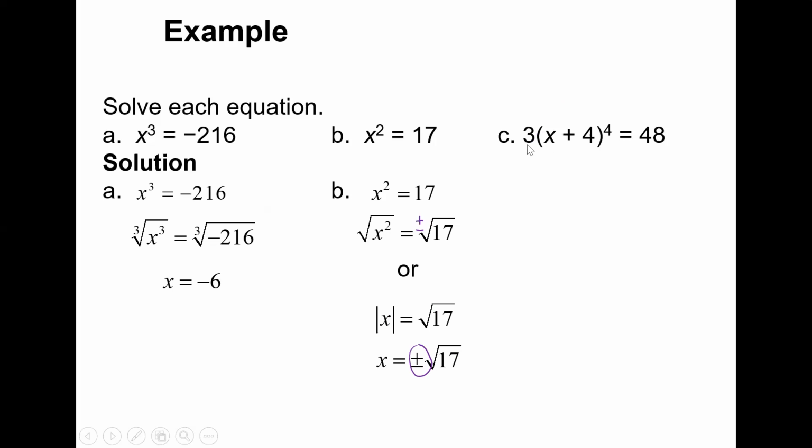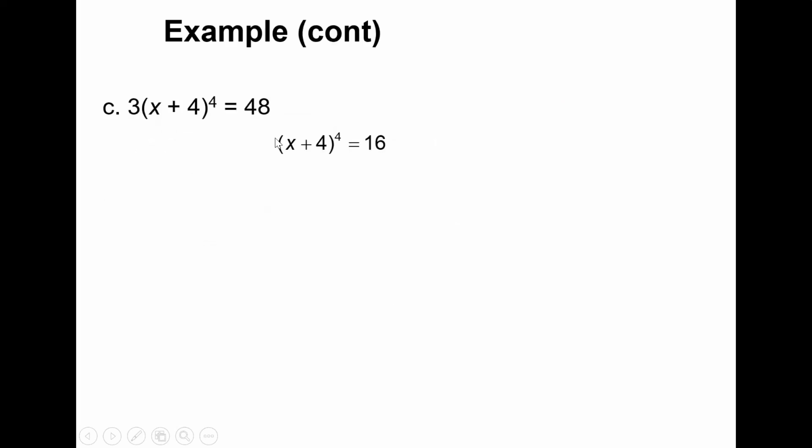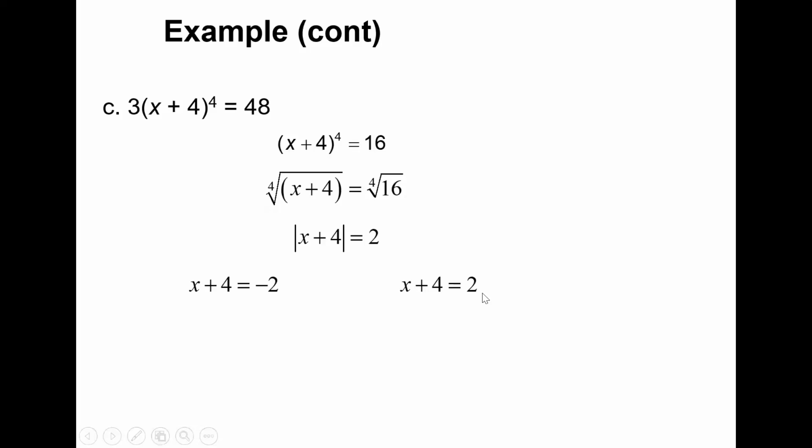Now this one, we're going to have to solve for the left side first with just the fourth root. So we're going to divide everything by 3. Now we're going to take the fourth root of both sides. Since this is an even, we have to take the absolute value of it, and then it's either equal to minus 2 or plus 2. At this point, we could have said it's going to be equal to plus or minus the fourth root of 16. And so x equals negative 6 or x equals negative 2.